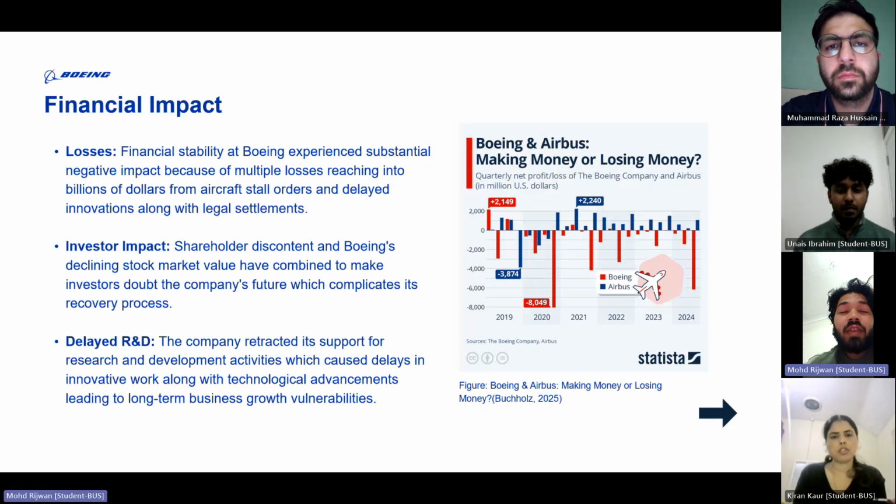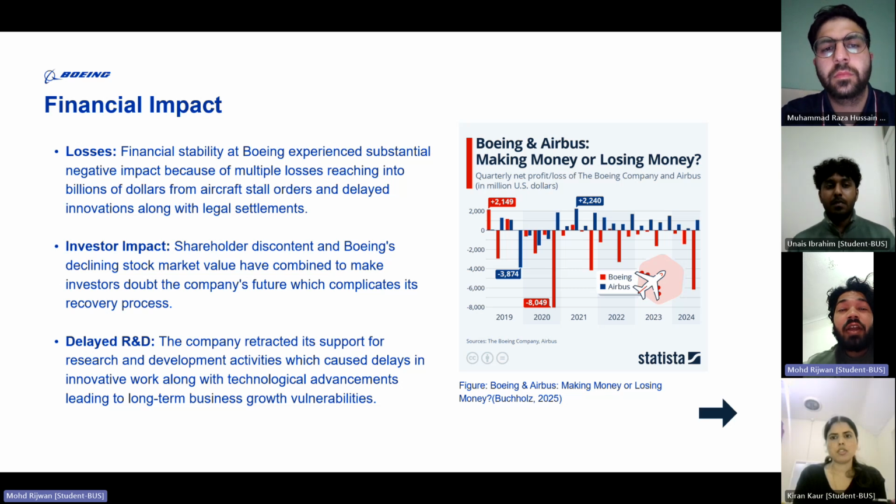Next slide is financial impact. In this slide, the impact has been devastating. Boeing has incurred billions in losses from legal settlements, grounded aircraft, and canceled orders. Investor trust is shaken, reflected in falling stock prices. Meanwhile, cuts to R&D have stalled innovation, risking Boeing's future competitiveness in this sector.